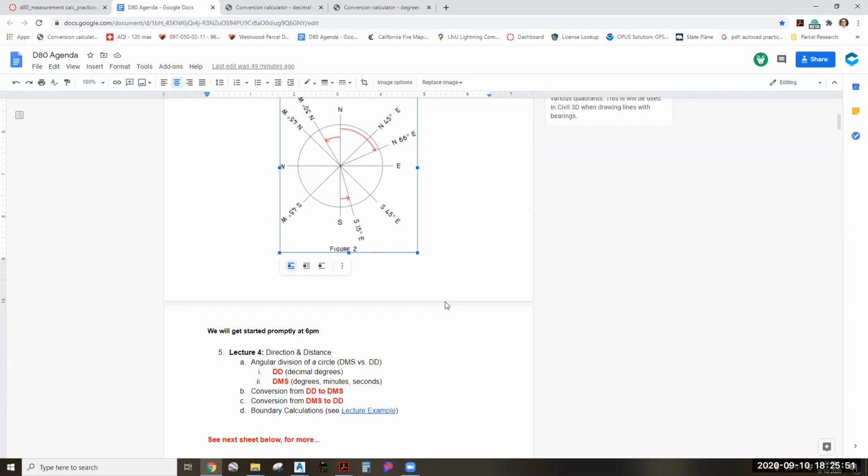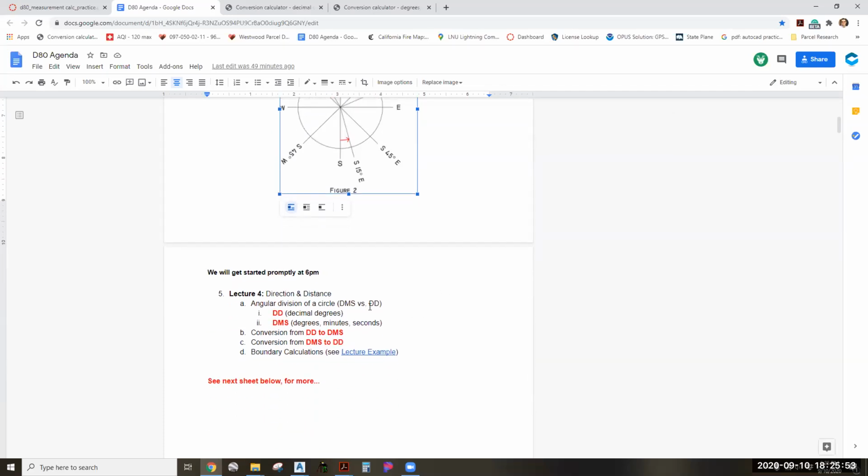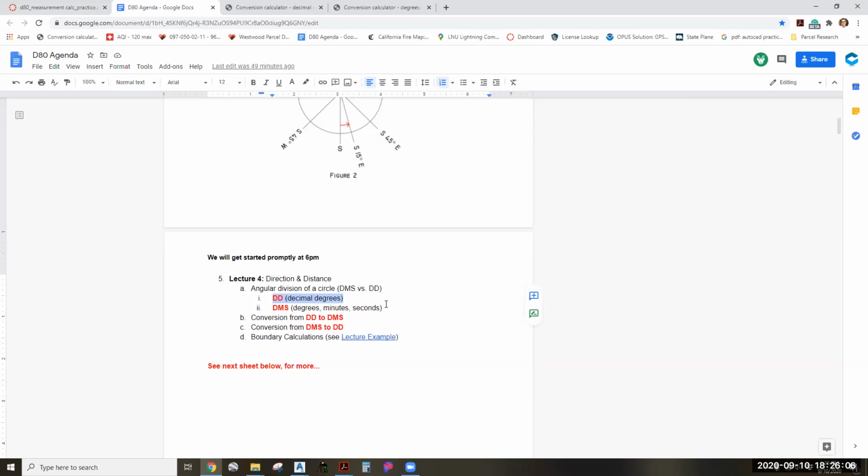Okay. So there's two types of angles, or how we measure an angle. We have one that's decimal degrees, as you can see on your agenda. And the other is in degrees, minutes, seconds. So I'm going to pop over to my iPad and we're going to make sense of all this.